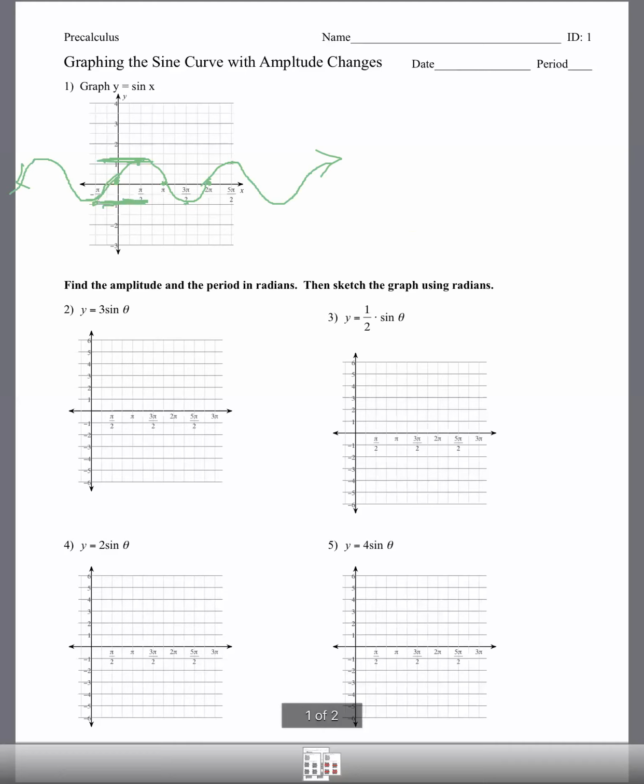So in this first one, the amplitude was just 1. I'm just bouncing around between +1 and -1. Okay, so I'm only ever going 1 unit, if you will, above or below the x-axis. So that's why my amplitude is 1. If you look at number 2, the amplitude is 3.